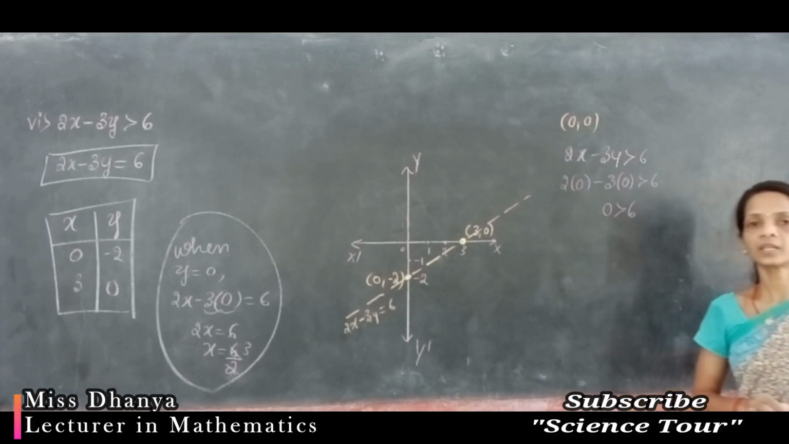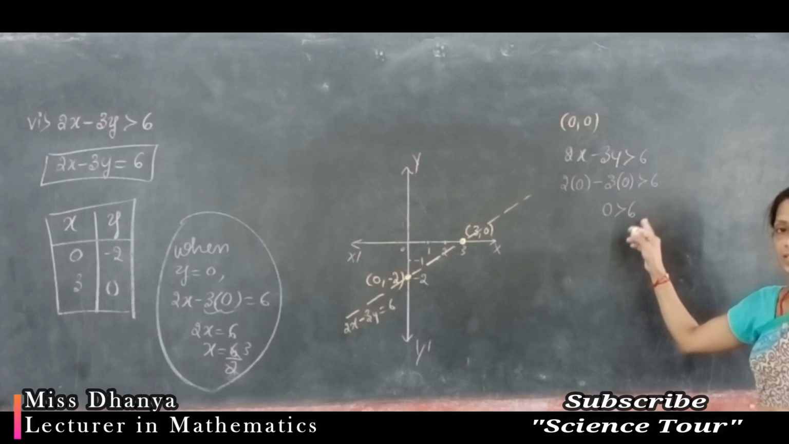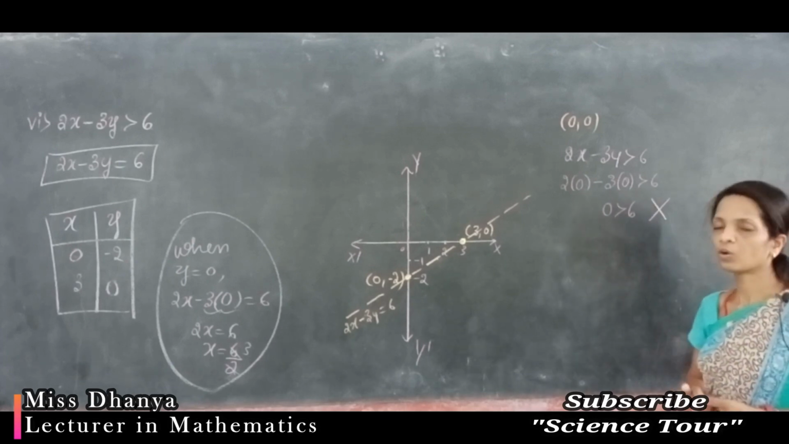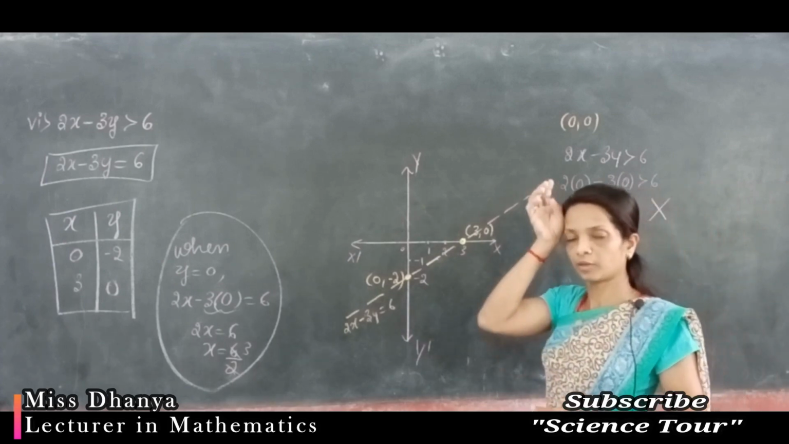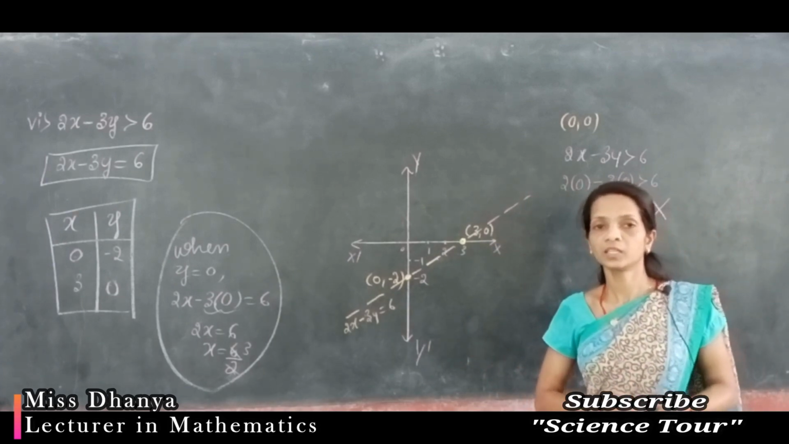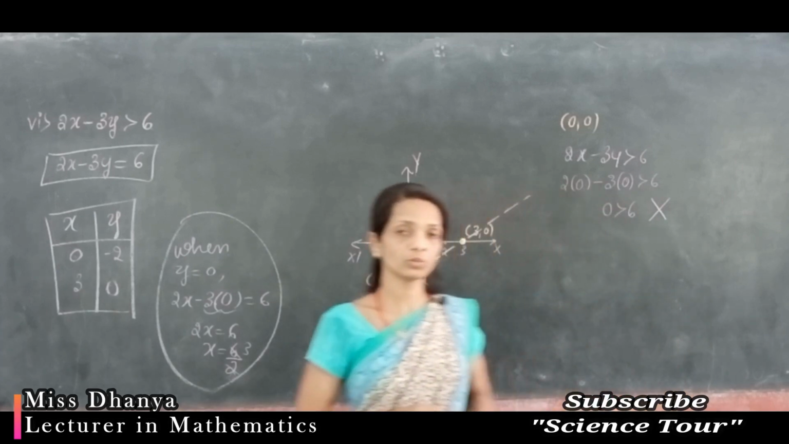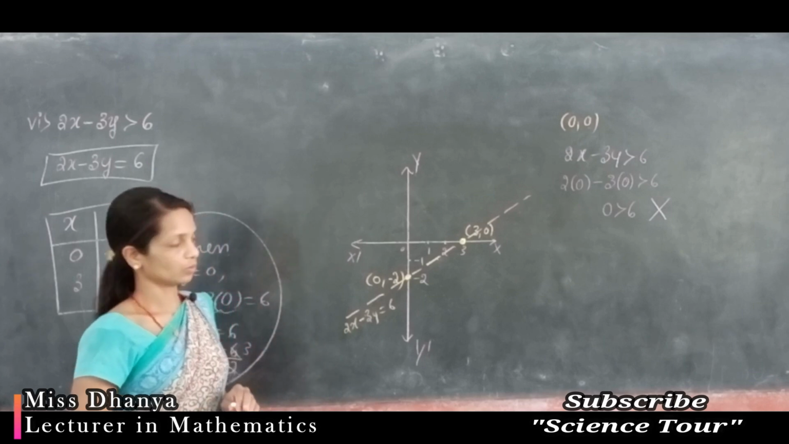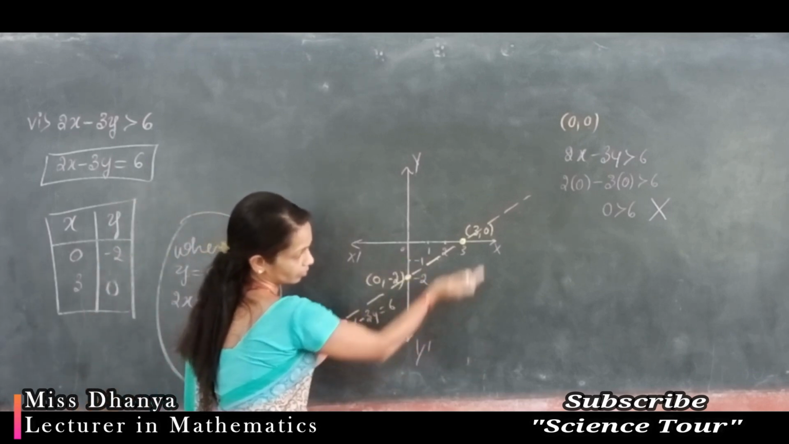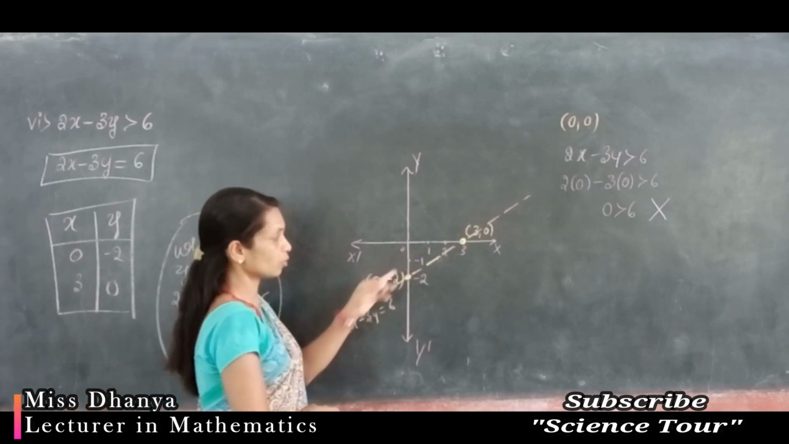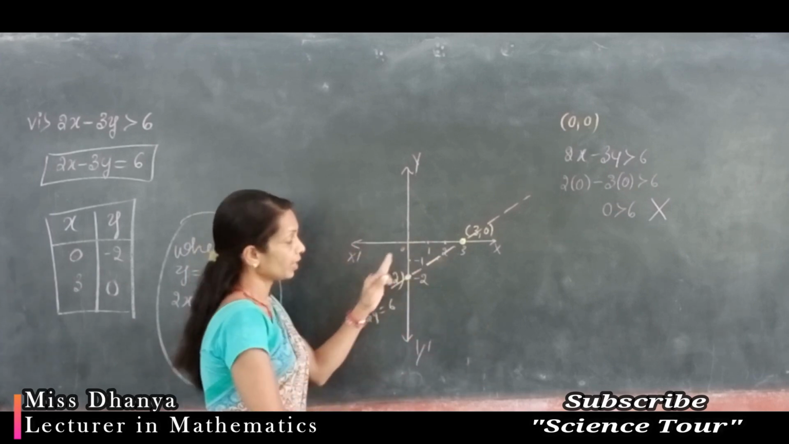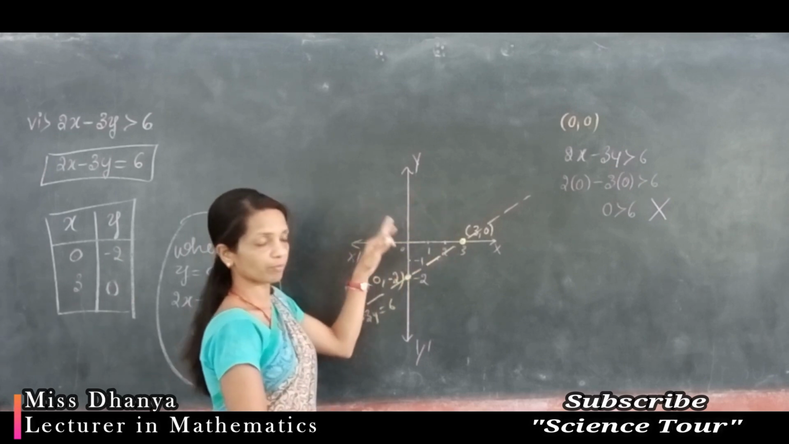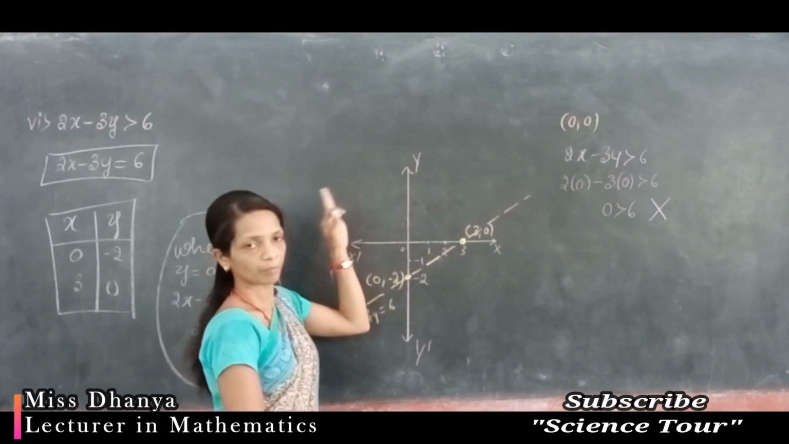Whether 0 is greater than 6? No, right? 0 is less than 6. So this inequality is a wrong inequality. So if you get the wrong inequality, which half plane do you have to shade? The half plane which is not containing the checking point, that you have to shade. Okay, in which half plane are you not having that 0, 0? See, the lower half plane. Lower half plane means below this broken line you have the lower half plane. In that region you are not having that checking point, the point 0, 0 is in the upper half plane.